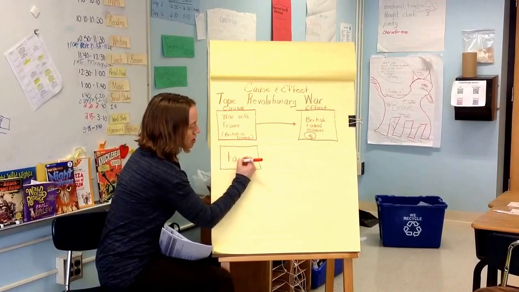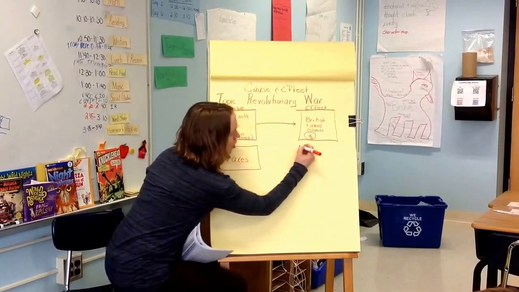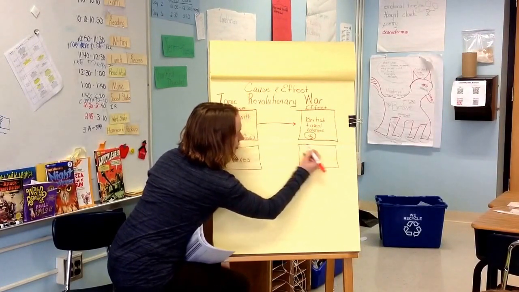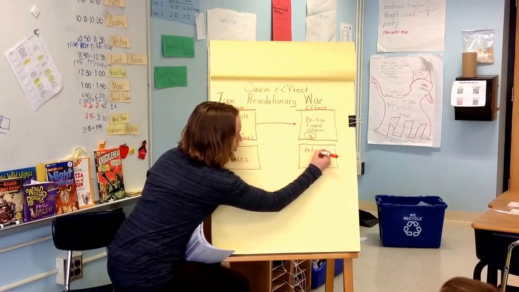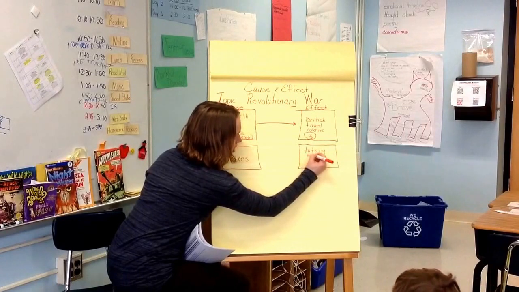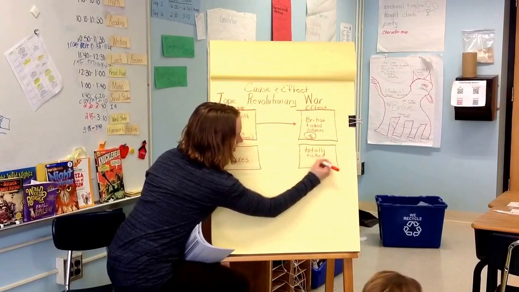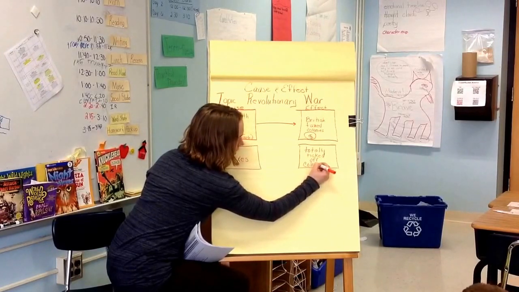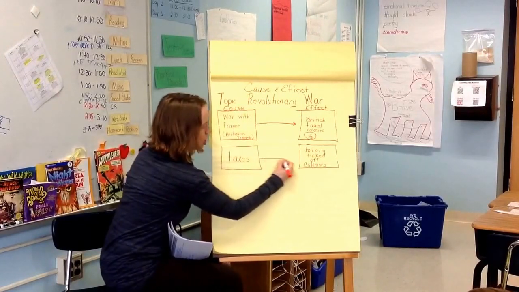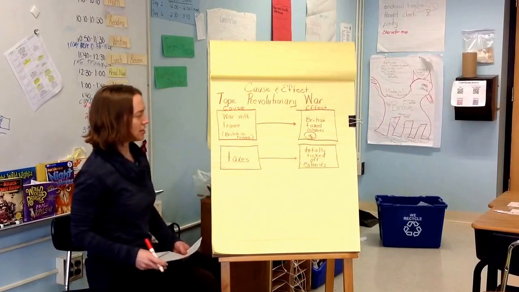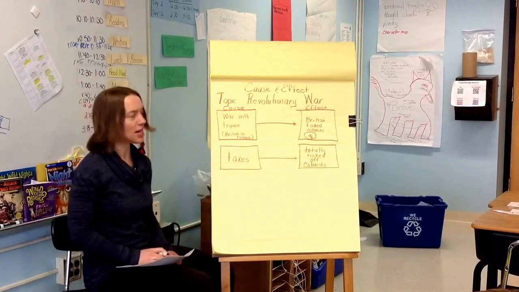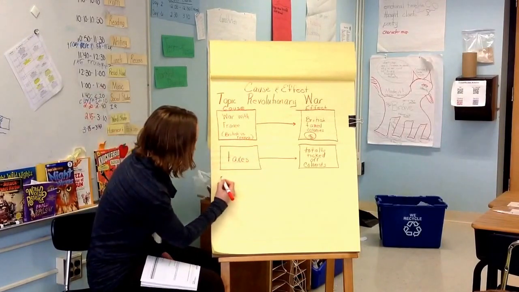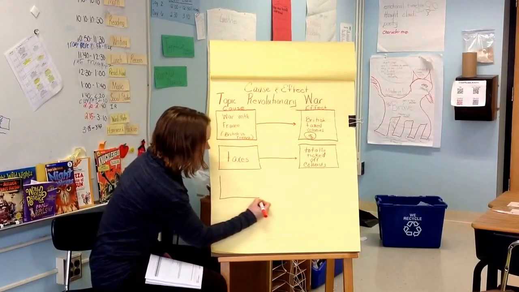Here's the next one. Taxes were a cause of totally ticked off colonists. They were mad. So this caused this. This is the effect. What happens next? This is also kind of chronological, isn't it? First this, then this.